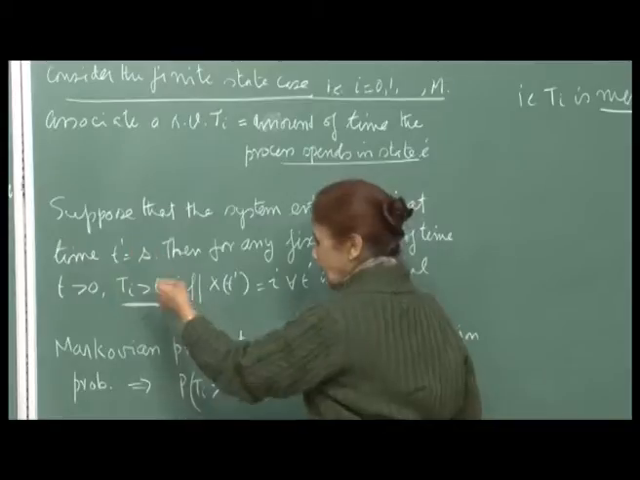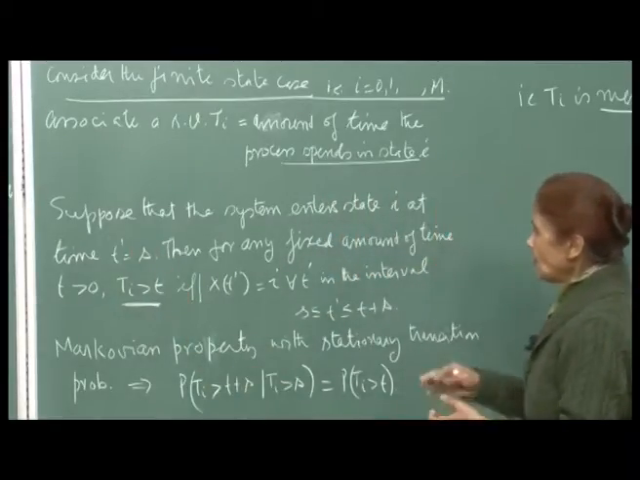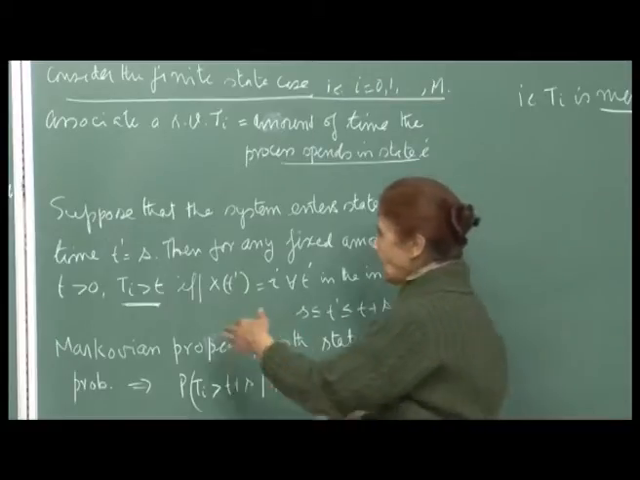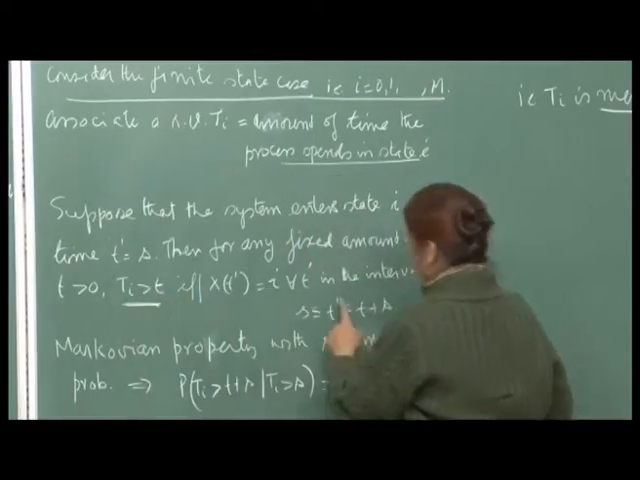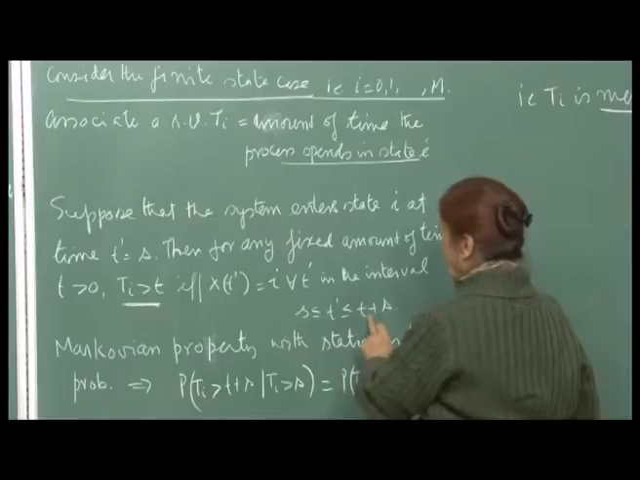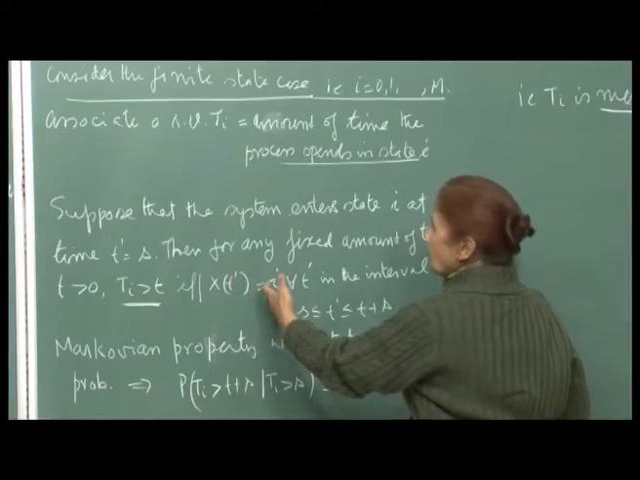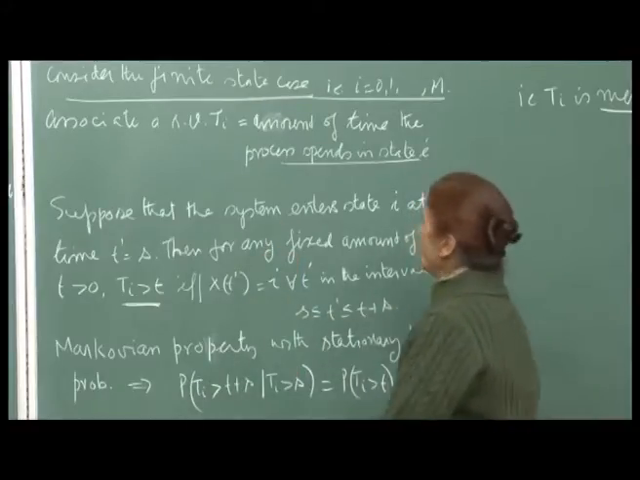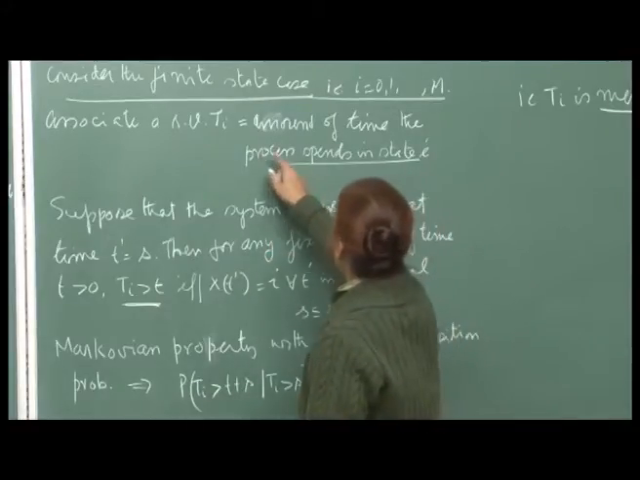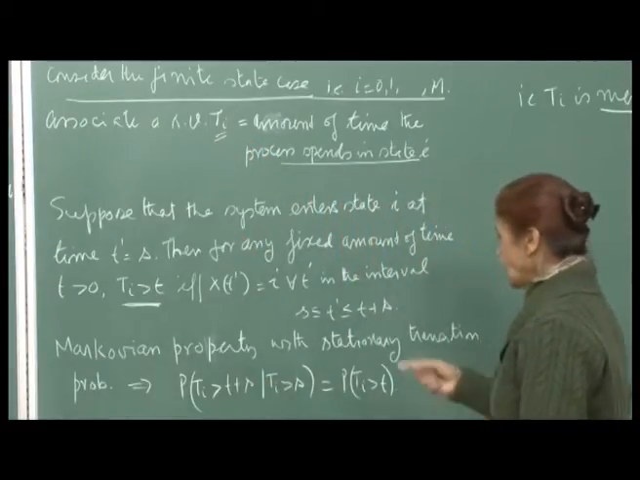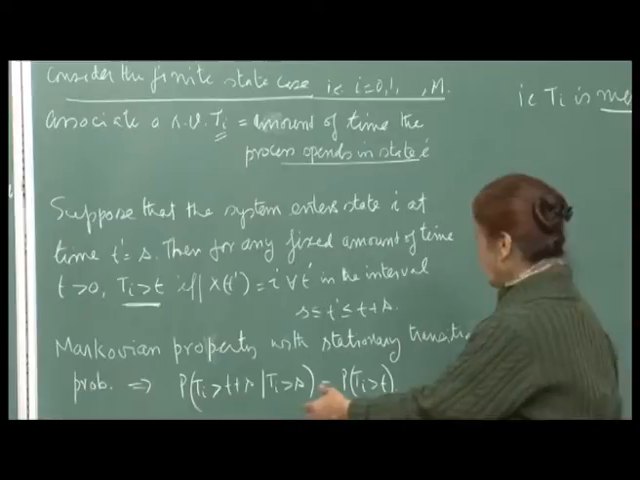So, at time S it entered the state I, and now you want to know for how long it will continue in that state. That means, for all values of t prime between S and t plus S, this value should continue to be I, right. So, this is the kind of random variable we want: the amount of time the process spends in state I.